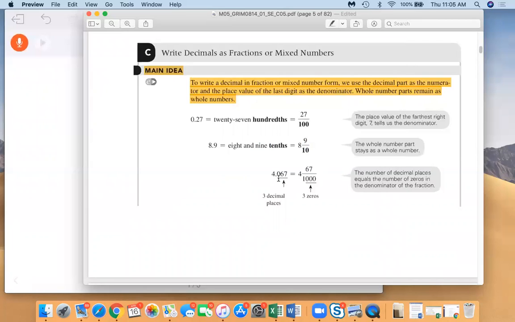Here we have 4.067. That one's a little trickier because some people might just write 67 over 100. However, it's really important: you have 3 decimal places here, so you need to have 3 zeros down here. Your whole number part is 4, just like here. Then your numerator is whatever's after that decimal. And since we have 3 decimal places, we have 3 zeros. So it's 67 thousandths. Remember, tenths, hundredths, thousandths.